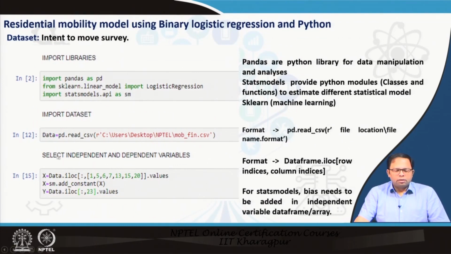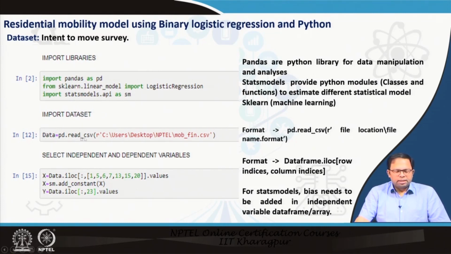So you can see the code over here. This is the residential mobility model that we have already discussed, and now we are using Python. It's the intent to move survey. In the Python code, this is what you have to write, and first you have to import the libraries. We import the pandas library, and we also include the sklearn library and the statsmodels library. You can directly type in this code, it shouldn't make any difference. Pandas is a Python library for data manipulation; statsmodels and sklearn we have already discussed.